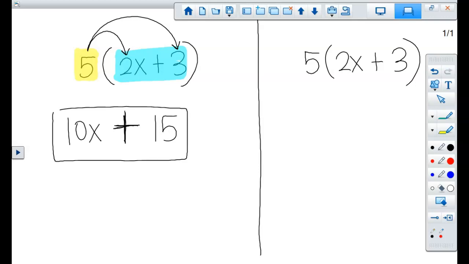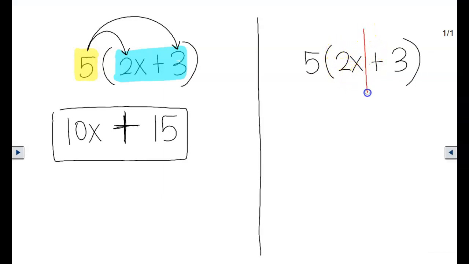Okay? So here's the deal. I want you looking at your group. What is the first member of your group? Well, the first member of your group is your 2x. So I'm going to come right here and I'm going to draw a line right after that first member of my group.